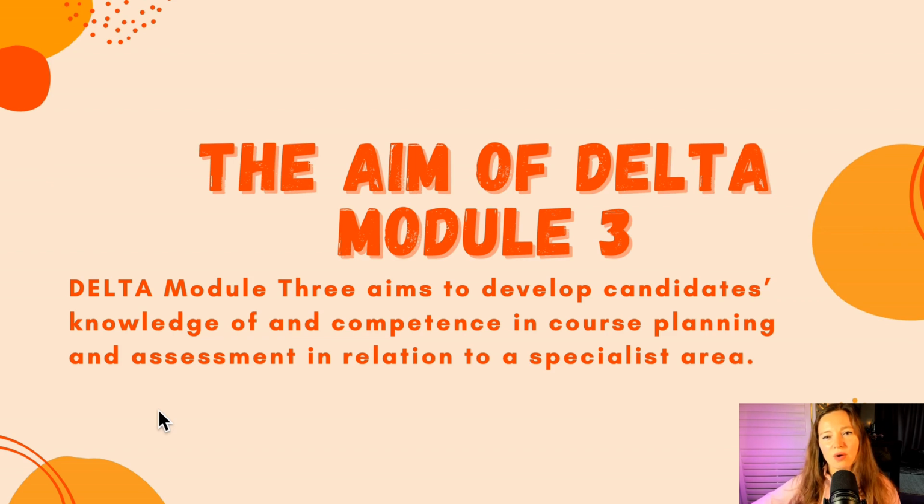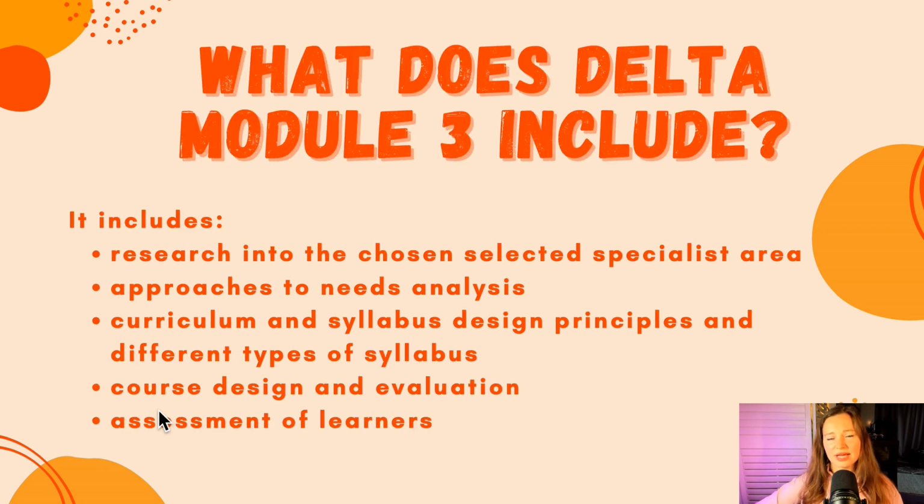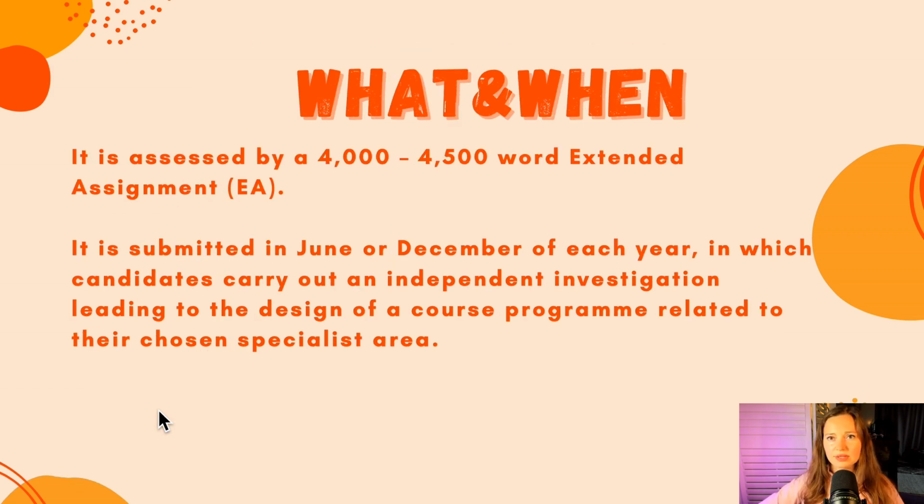So what is the aim of Delta Module 3? Delta Module 3 aims to develop candidates' knowledge of and competence in course planning and assessment in relation to a specialist area. What does Delta Module 3 include? It includes research into the chosen selected specialist area, approaches to needs analysis, curriculum and syllabus design principles and different types of syllabus, course design and evaluation and assessment of learners. So now let's have a look at what and when.